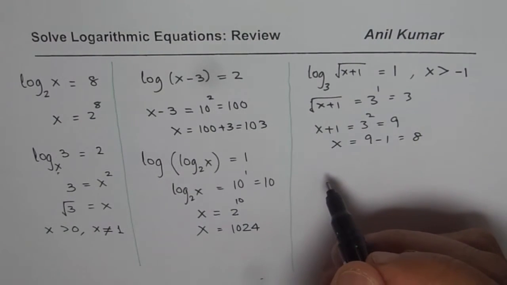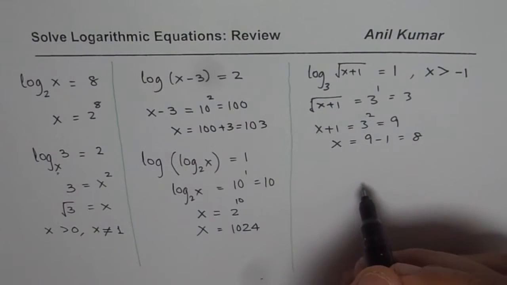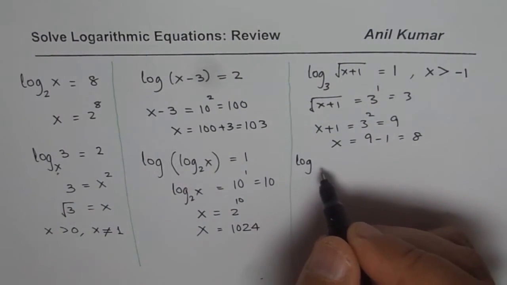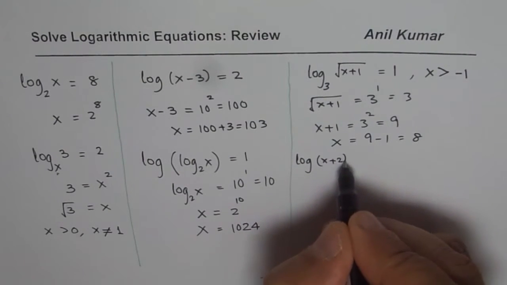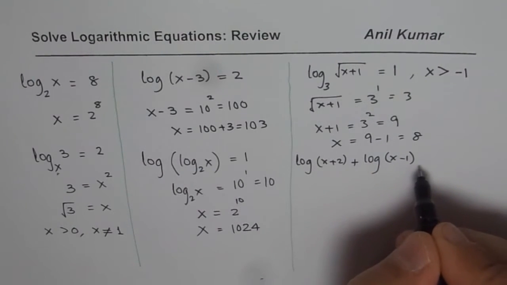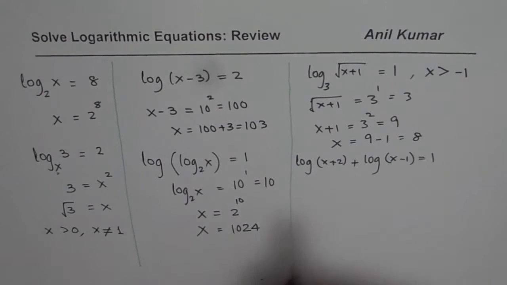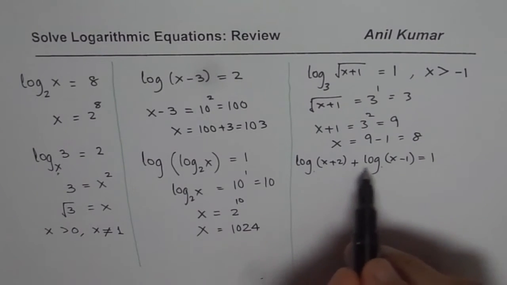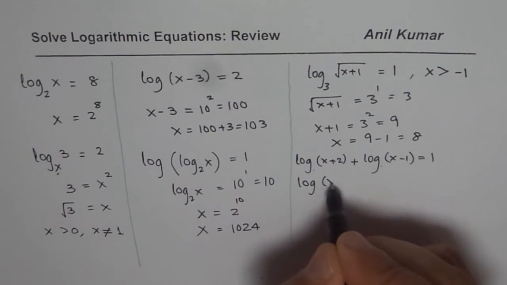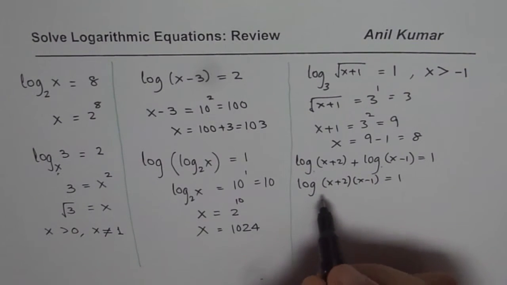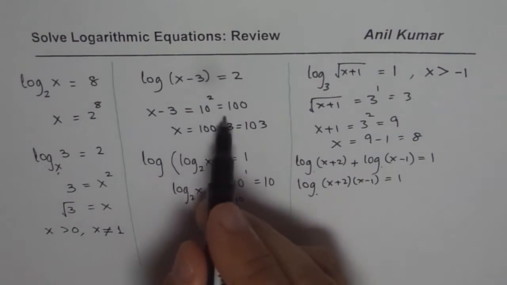Now let me share with you one example in which you may not get all the answers as the correct answer. We call them extraneous roots. So the example here is, let's take an example where we have log of x plus 2 plus log of, we'll apply logarithmic laws here, x minus 1 equals 1. Now if I have log to the same base, which is 10, plus in between, I can apply the product rule. So I can write this as log of x plus 2 times x minus 1, and this is equal to 1.